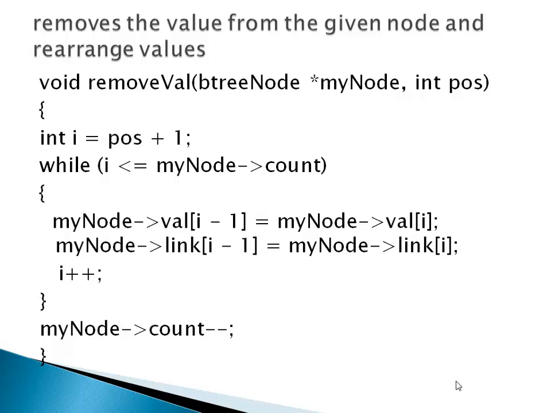Then remove the value from the given node and rearrange the values in the node. So, remove val function: int I equal to position plus 1, while I is less than or equal to count, we are moving the values towards the left, that is my node of value I minus 1 equal to value of I. So moving from I to I minus 1 position, similarly links also, and decrementing the count.